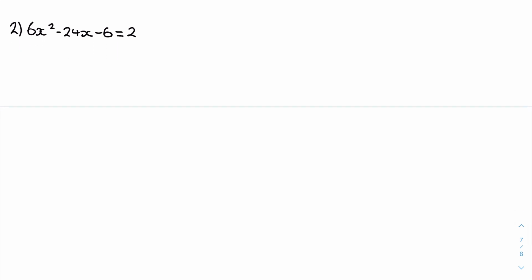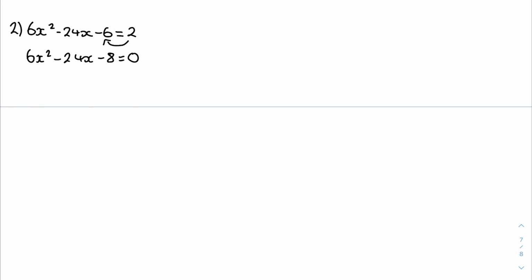Okay, so this one is a little bit harder because first of all, it's not in a quadratic form and a is greater than 1. So let's get it into the quadratic form first of all, because we want to equal it to 0. So we're going to want to minus our 2 across. Okay? So we'll now have 6x squared minus 24x minus 8 equals 0.